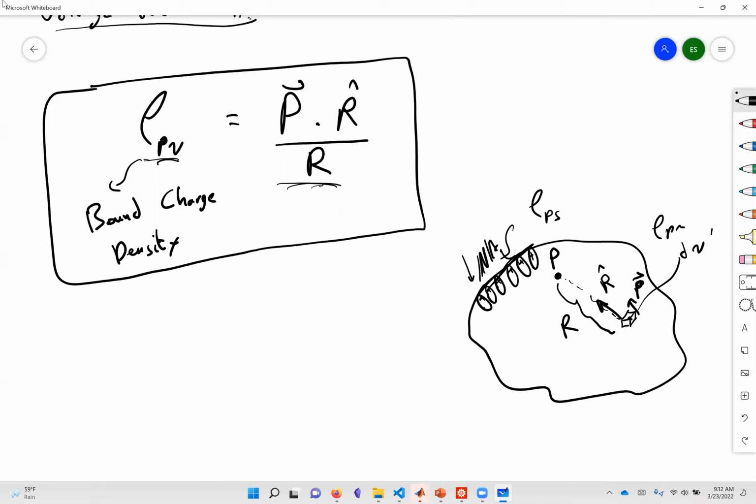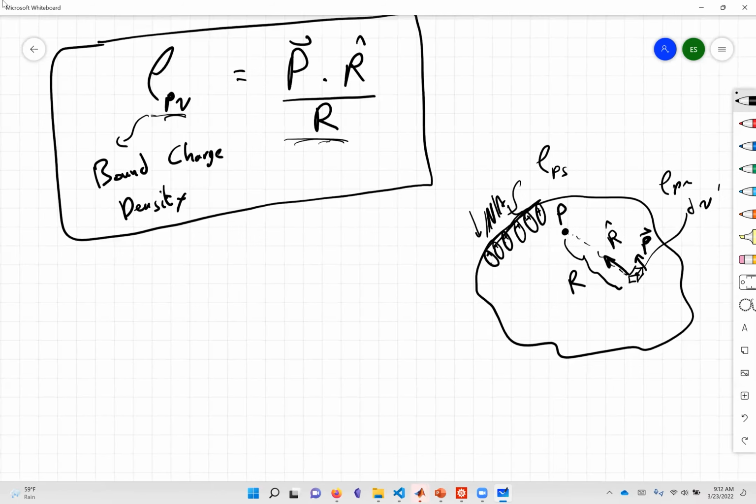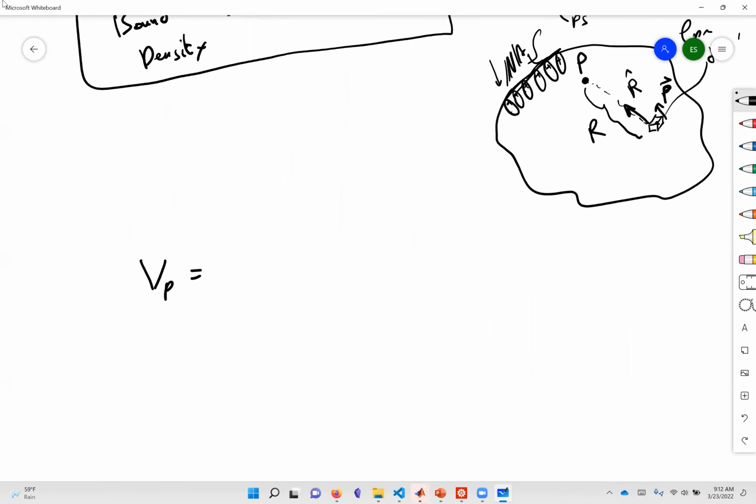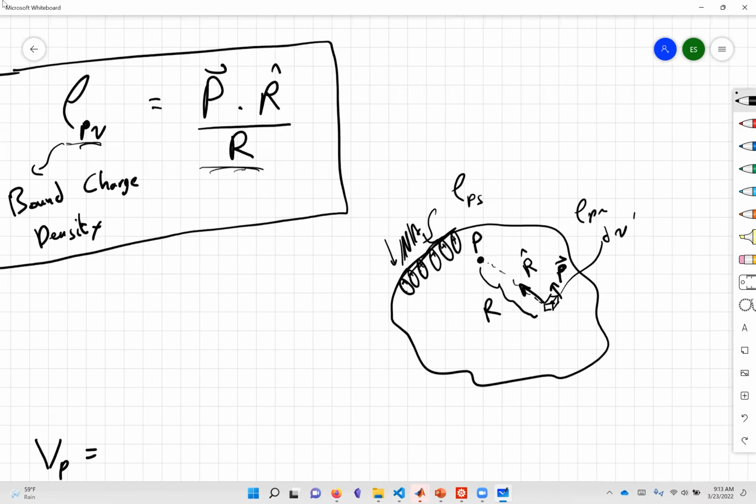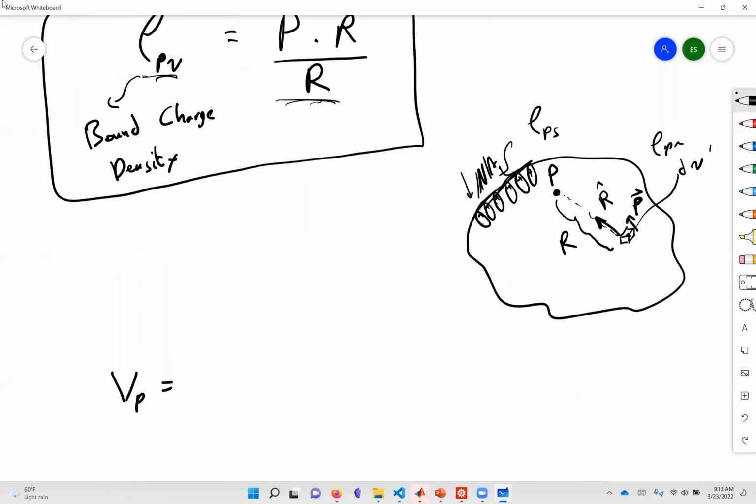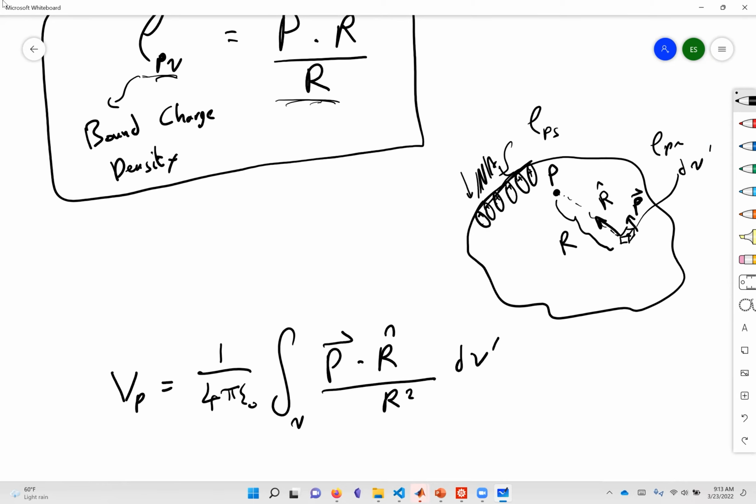So we have to refine this a bit. Let me rewrite the voltage that we got. The voltage at the point P, by the way, this is how we got this. We got this from the equation of the voltage. The voltage at point P, this random point, any point, is 1 over 4 pi epsilon naught, integration over the volume, P dot R hat over R squared dV prime. Okay.